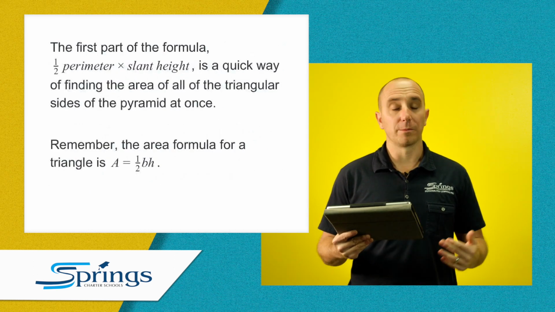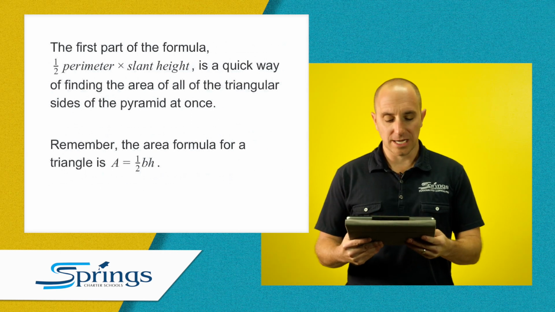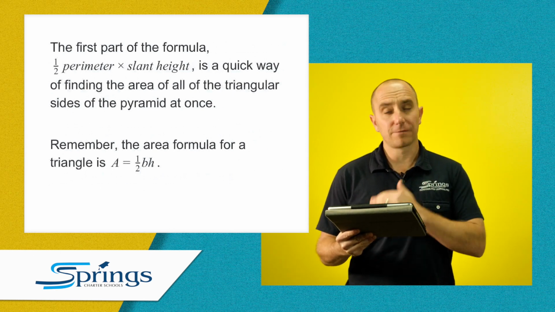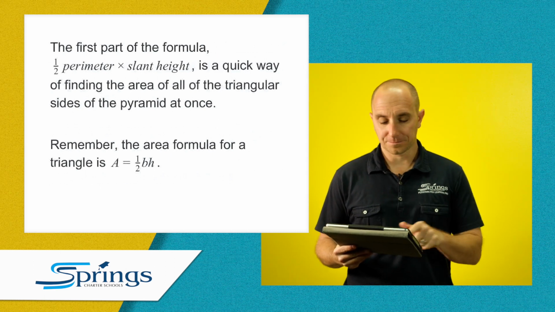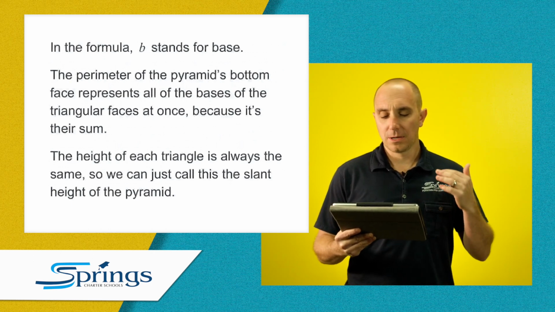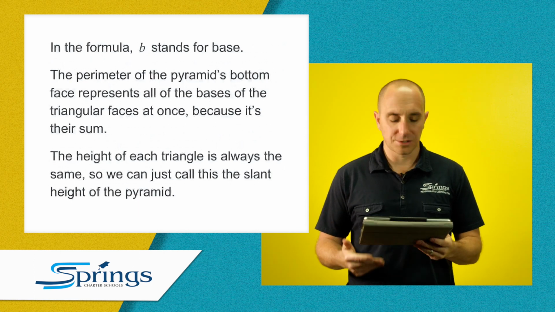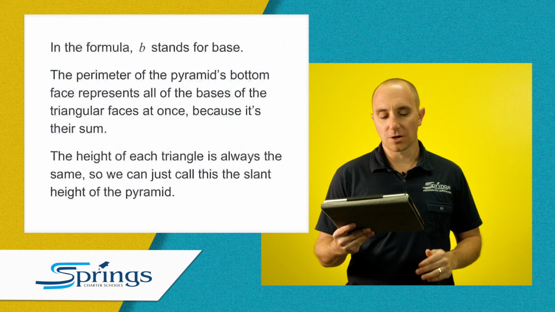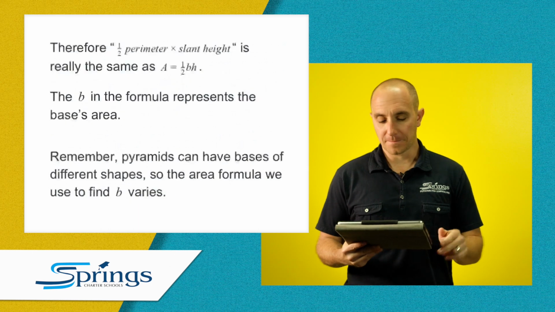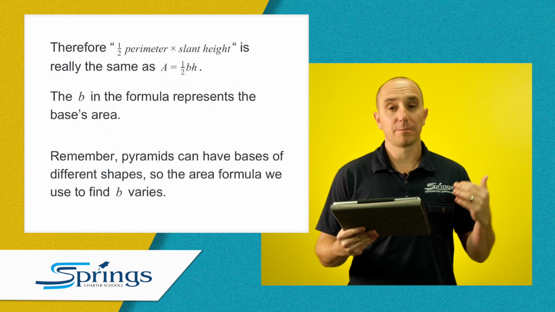Okay, so the first part of the formula, 1/2 perimeter times slant height, is a quick way of finding the area of all of the triangle sides of the pyramid at once. Okay, so remember the area formula for a triangle is 1/2 base times height. So in the formula, b stands for the base. So the perimeter of the pyramid's bottom face represents all the bases of the triangle faces at once because it's their sum. So the height of each triangle is always the same, so we can just call this the slant height of the pyramid. Okay, so therefore, 1/2 perimeter times slant height is really the same as 1/2 base times height.